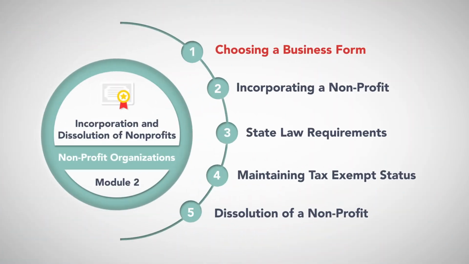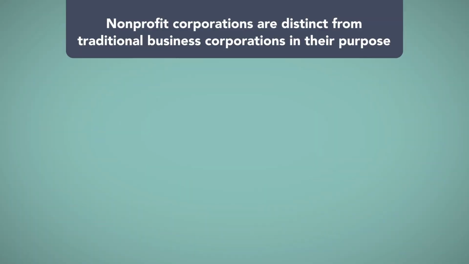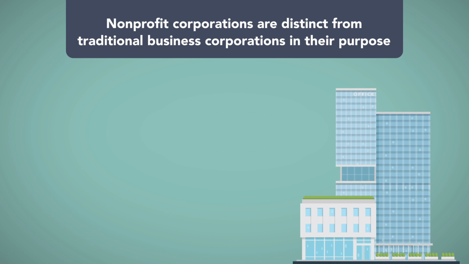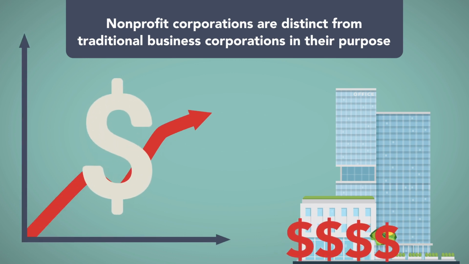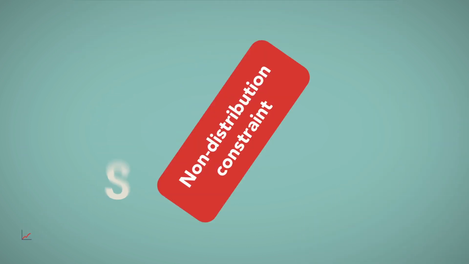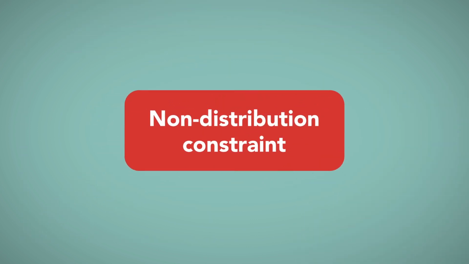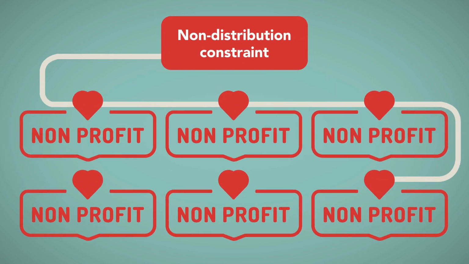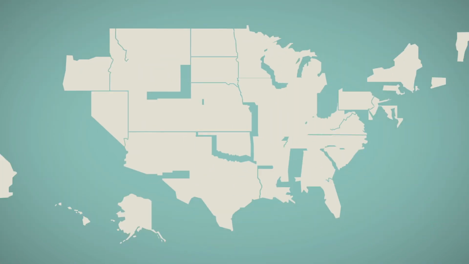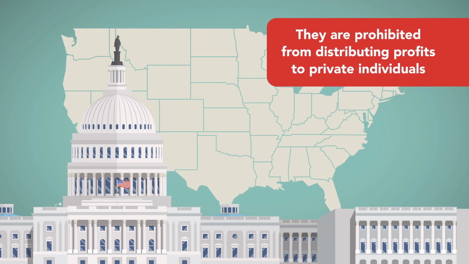Choosing a business form. Nonprofit corporations are distinct from traditional business corporations in their purpose, which is not to maximize and distribute profits, but for some designated public purpose. This non-distribution constraint is the common link among all nonprofits. Under state and federal law, they are prohibited from distributing profits to private individuals.